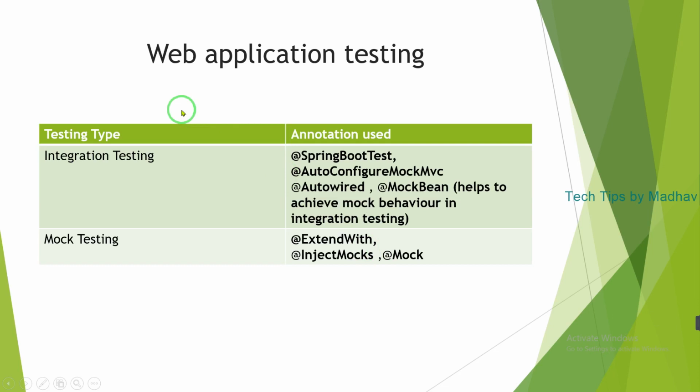Today I'm planning to show JUnit with a web application. Web application testing can be done in two approaches: integration testing and mock testing. If you decide to go with integration testing, these are the useful annotations, and if you decide to go with mock testing, these are the useful annotations. Based on the circumstance, I will try to show you all these annotations by example so that we'll gain more knowledge. Let's see the execution part.